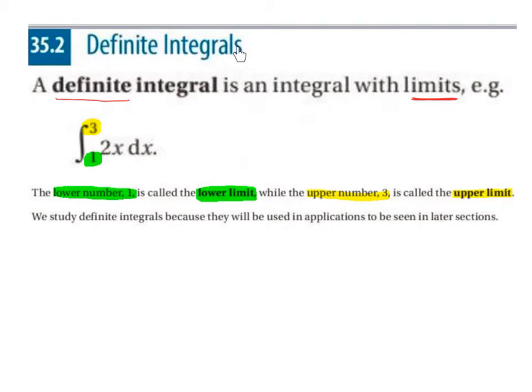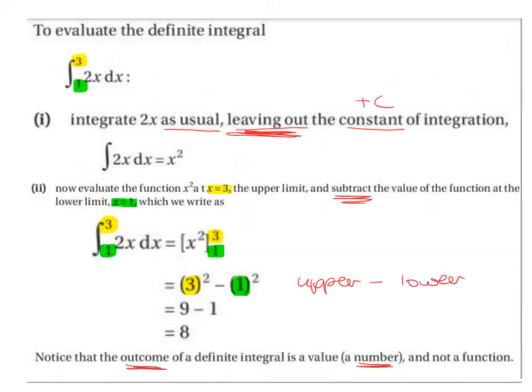Definite integrals. A definite integral is an integral with limits. For example, the integral of 2x dx from 1 to 3. The lower number, 1, is called the lower limit, while the upper number, 3, is called the upper limit. We study definite integrals because they will be used in applications to be seen in later sections.